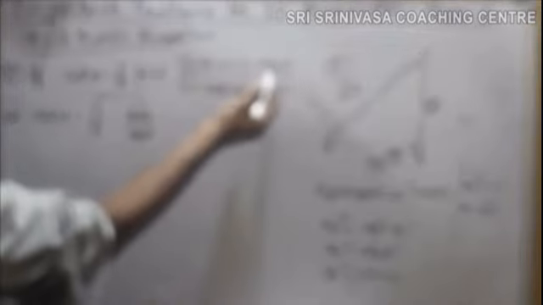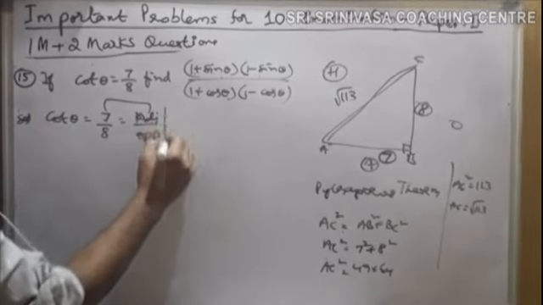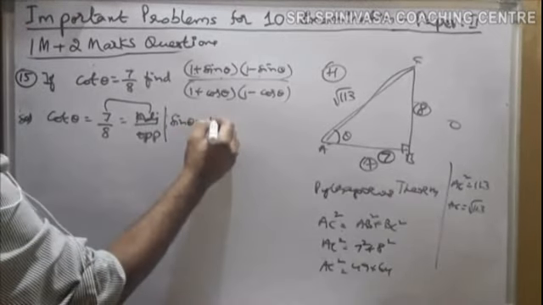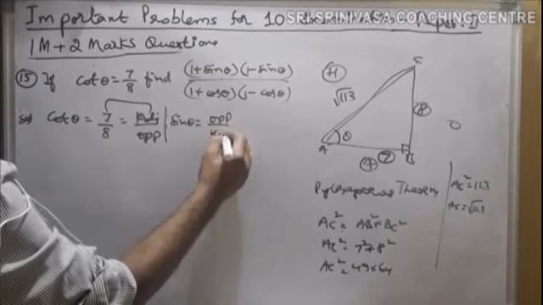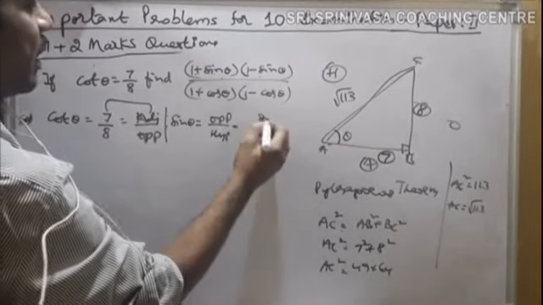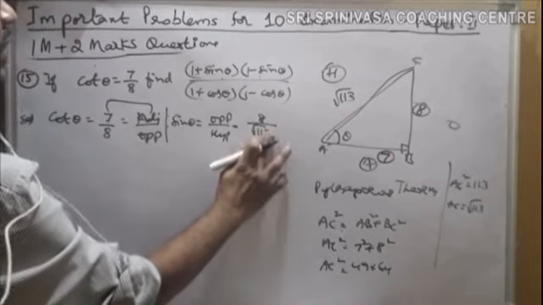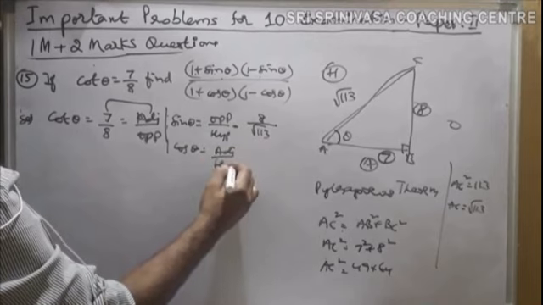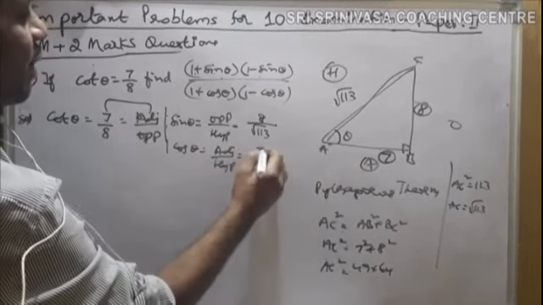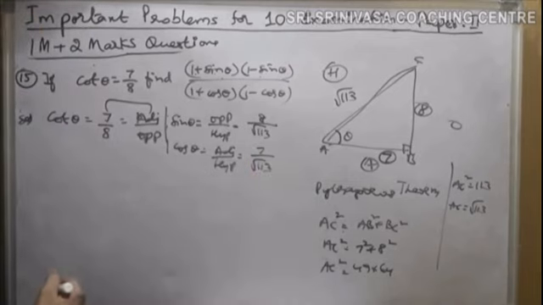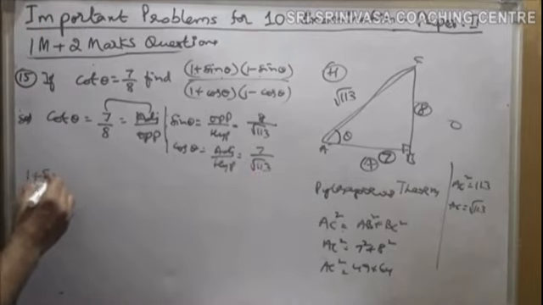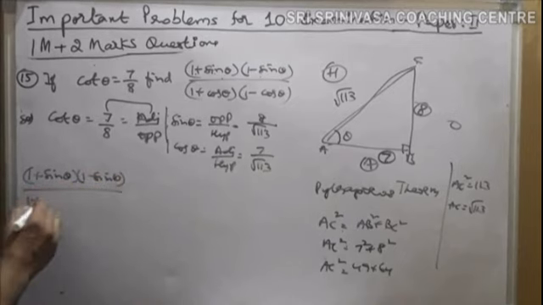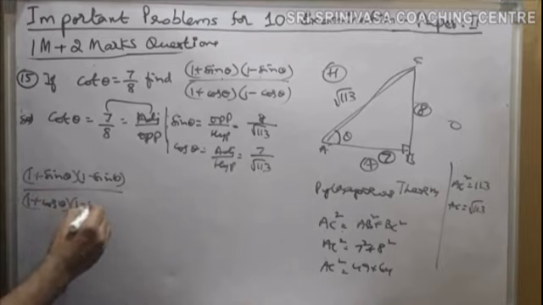Now we need sin theta as well as cos theta. First let us find sin theta. So sin theta, let us take theta here. So sin theta equal to opposite by hypotenuse. So what is opposite here? 8. 8 by root 113. And what is cos theta? Adjacent by hypotenuse. Nothing but here 7, 7 by root 113. Now my question says here 1 plus sin theta into 1 minus sin theta divided by 1 plus cos theta into 1 minus cos theta.